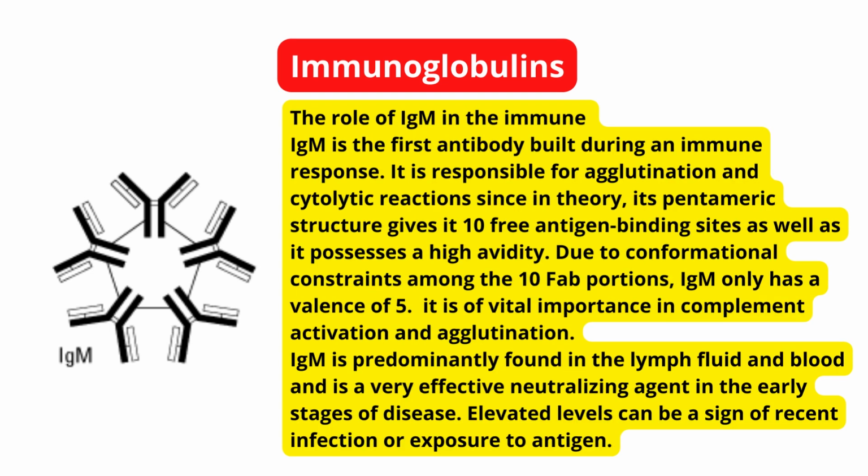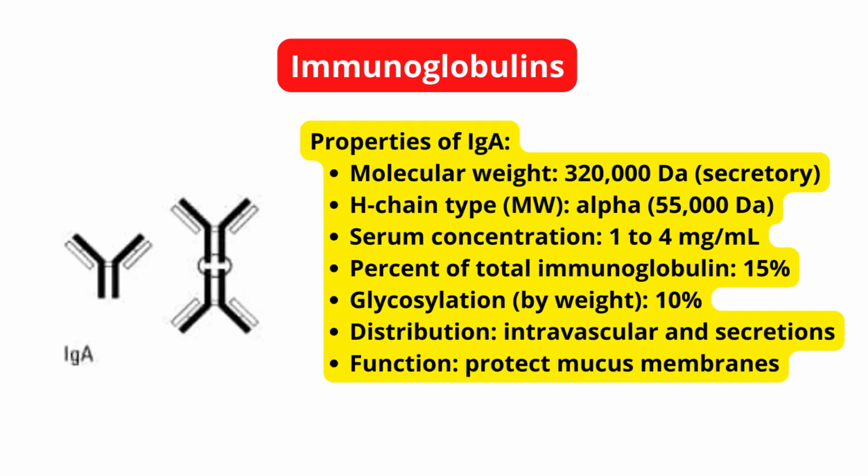The role of IgM in the immune response. IgM is the first antibody built during an immune response. It is responsible for agglutination and cytolytic reactions since, in theory, its pentameric structure gives it 10 free antigen binding sites, as well as a high avidity. Due to conformational constraints among the 10 Fab portions, IgM only has a valence of 5. It is of vital importance in complement activation and agglutination. IgM is predominantly found in the lymph fluid and blood and is a very effective neutralizing agent in the early stages of disease. Elevated levels can be a sign of recent infection or exposure to antigen.